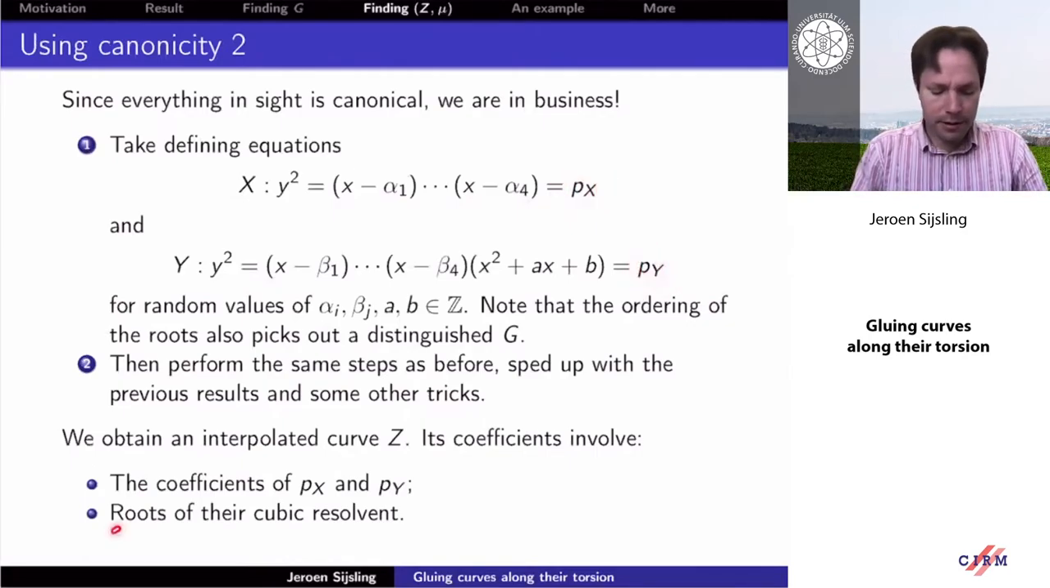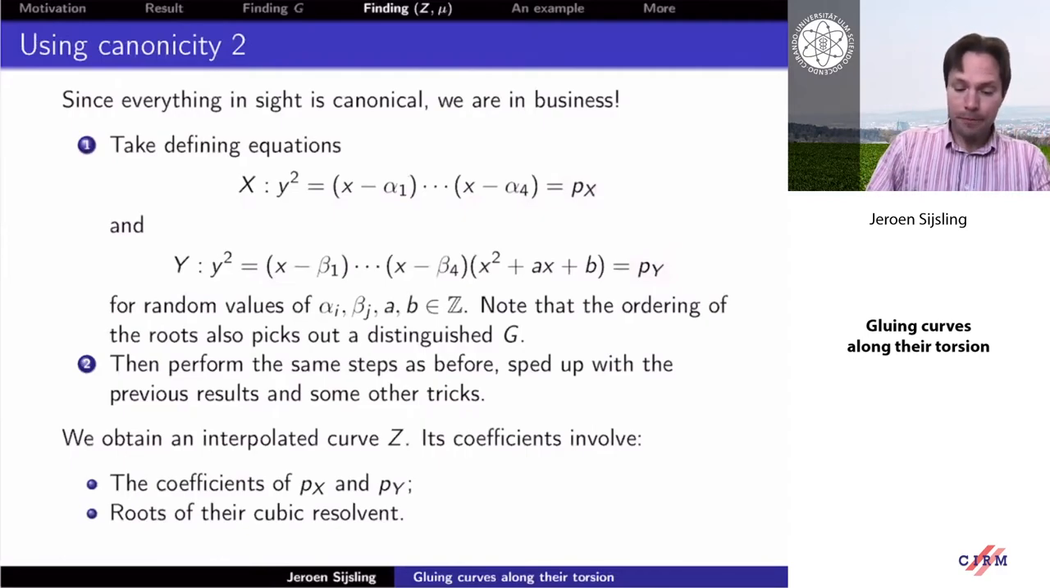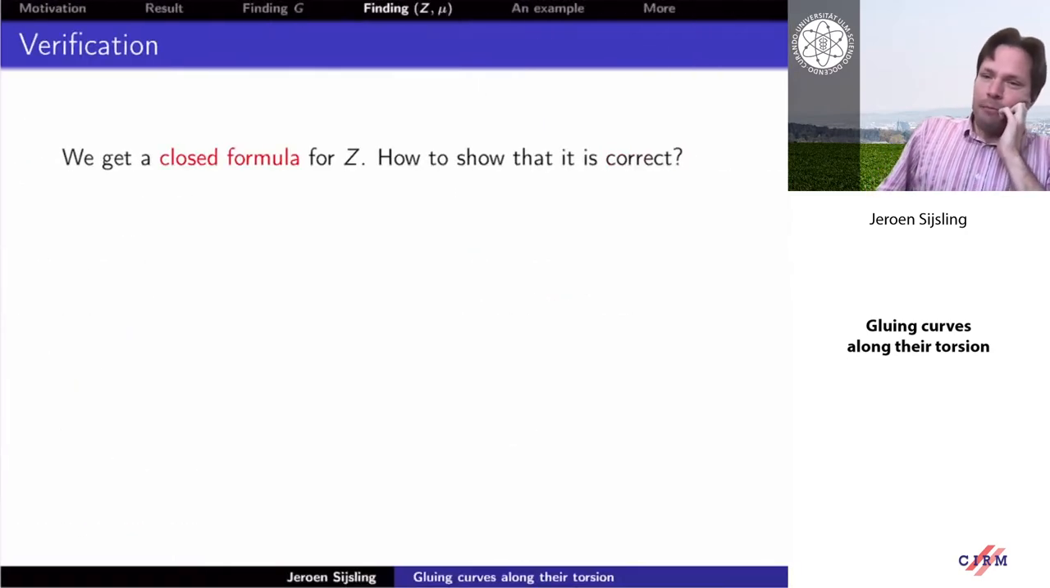The only thing that you need is the root of the cubic resolvent, which is in line with our results. Okay, so that gives you a curve Z. And in fact, it has a rather terrible equation. I can't write it down. It's about a megabyte large, but it is there. We do have to verify that it is correct, though.